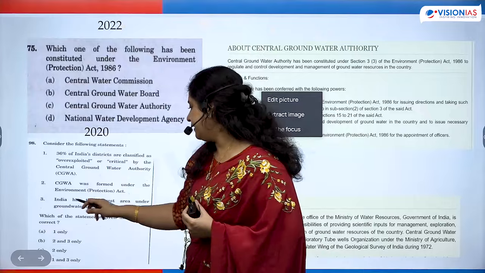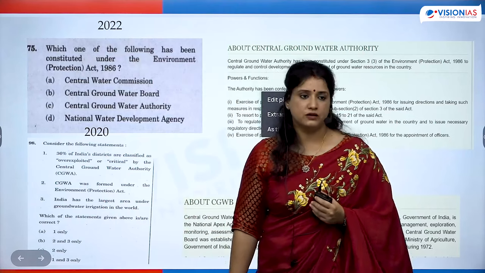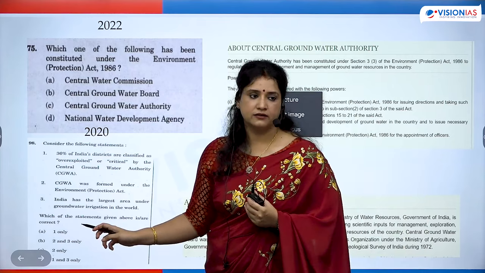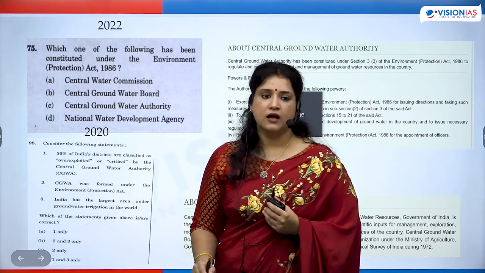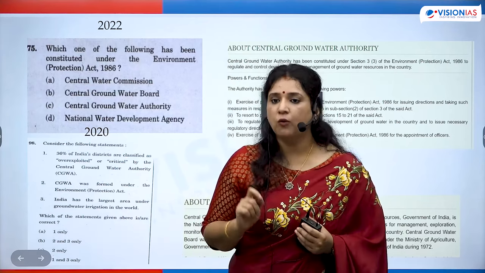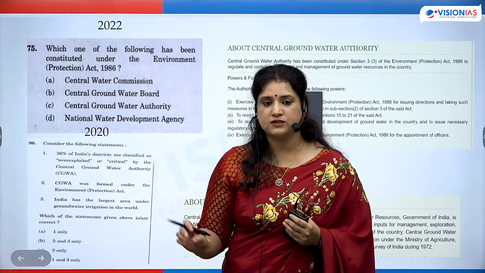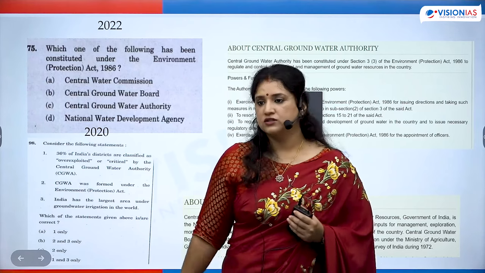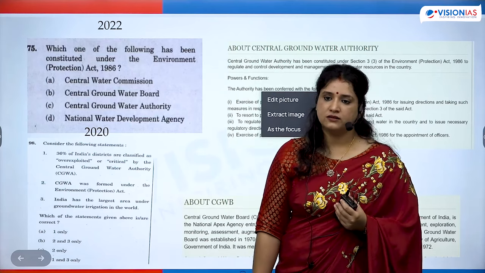Third statement, India has the largest area under groundwater irrigation in the world. This is correct. Groundwater irrigation. 90% of our groundwater is used for irrigation. It is not used for households, it is not used for industry, it is used for irrigation. Okay, so this statement is correct. Okay, clear?